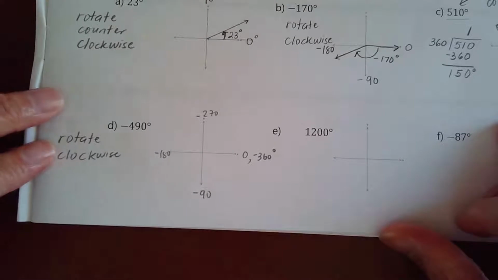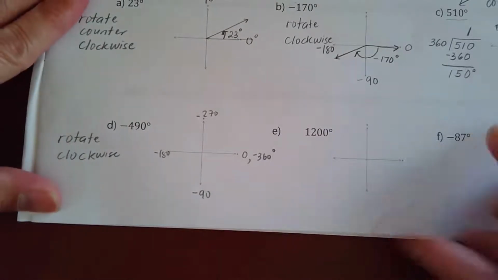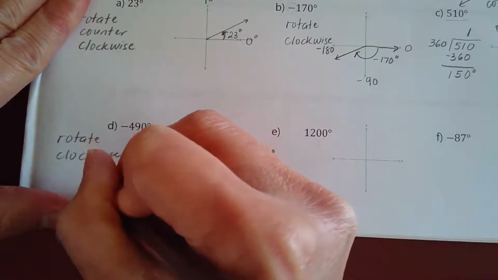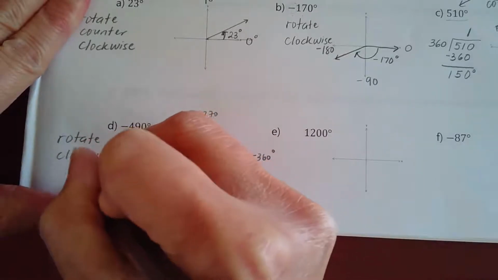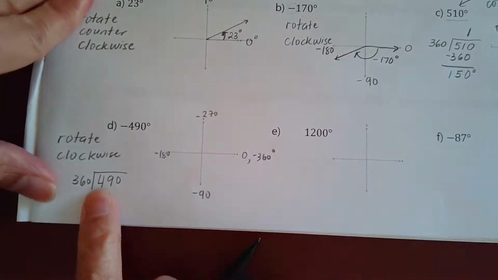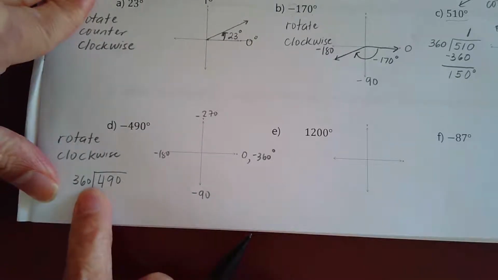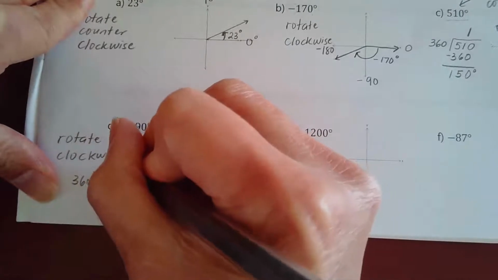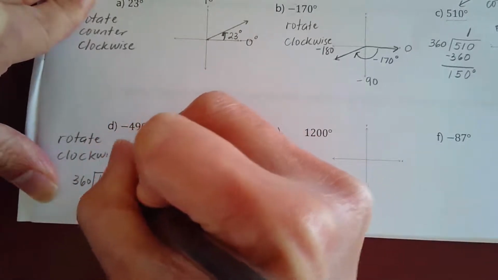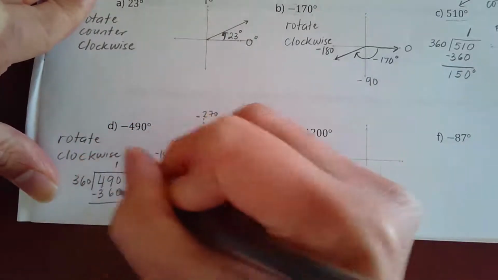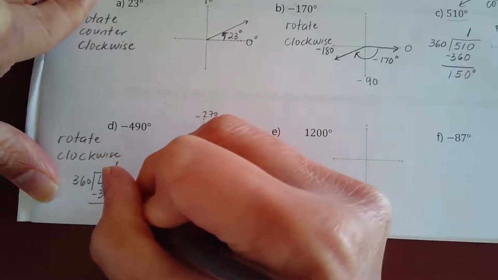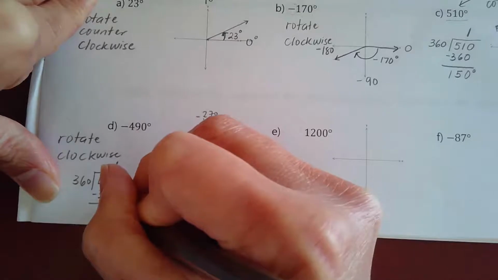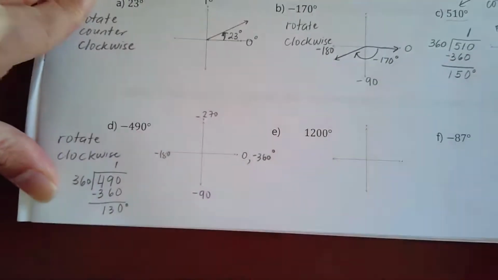And of course, there are different ways you can think about it. I go here and go 490 divided by 360. So how many times does 360 go into 490? It's 1. 360. So now this is going to be 0, and this is going to be 130 degrees more.